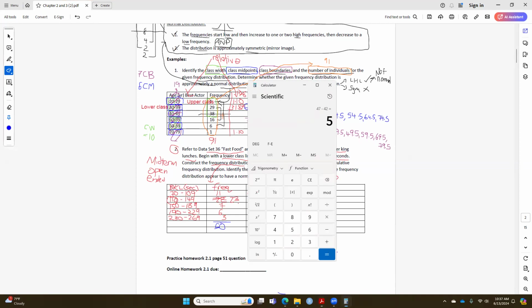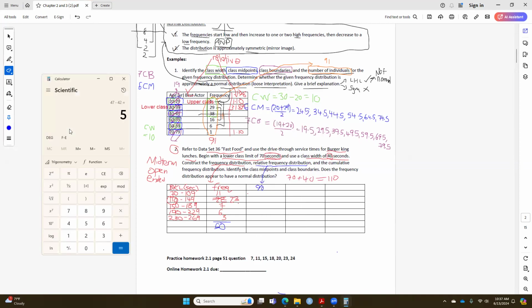Otherwise, you can double check your work here. This is something I always tell my students to double check. Just add all these frequencies up. You should get 50 in this case. If you do not get 50, something is wrong, meaning some data is missing.